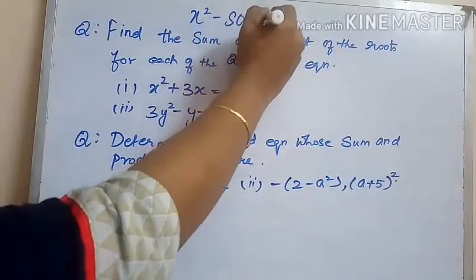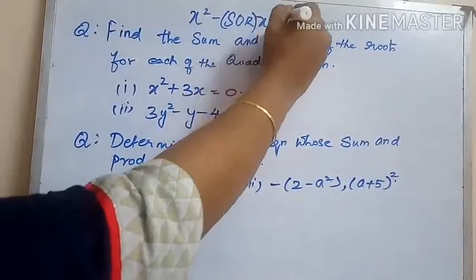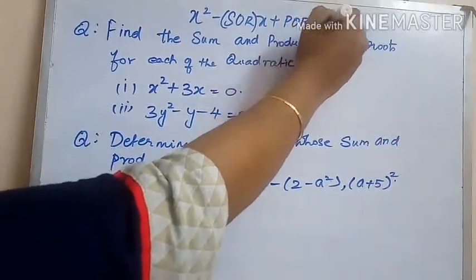Use the formula x squared minus sum of the roots into x plus product of the roots is equal to 0.